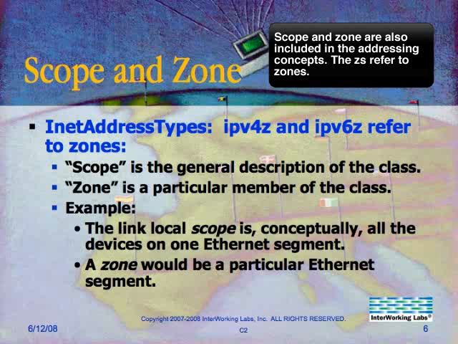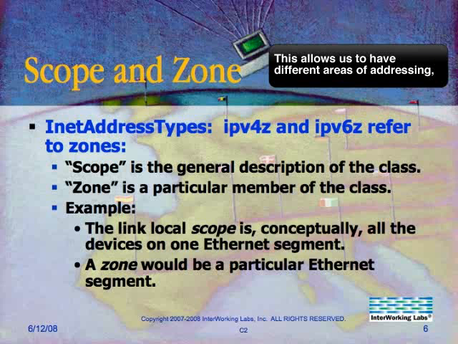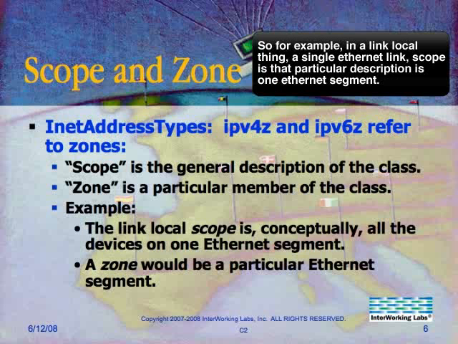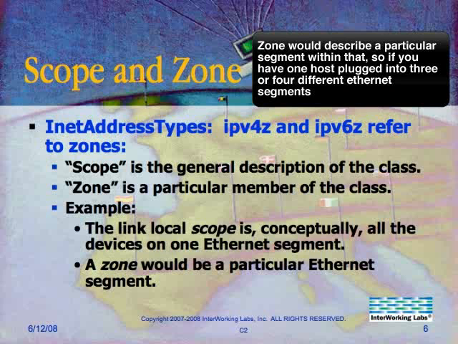Scope and zone are also included in the addressing concepts. The Z's refer to zones. This allows us to have different areas of addressing. A scope is the general description of the entire class, whereas a zone is a particular area within that. So, for example, on a link local thing, a single Ethernet link, scope is that particular description, is one Ethernet segment. Zone would describe a particular segment within that.